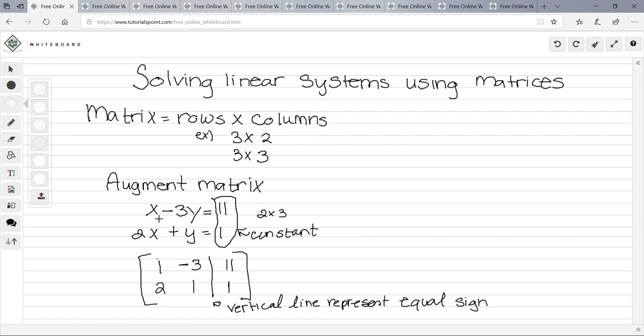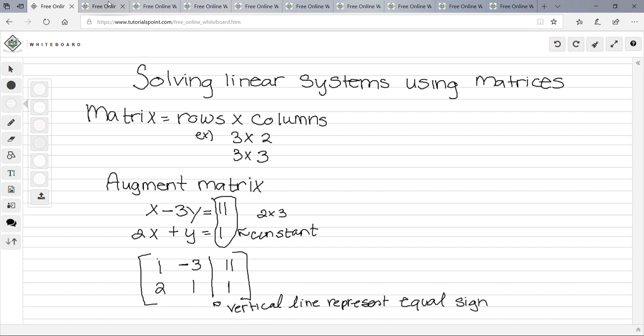So if we were to put it in a matrix, we just use the coefficients. We said this is a 2 by 3, so we're going to make a 2 by 3 matrix, and then we just put the coefficients. Over here we have a 1, right? Because if it's by itself, it has an invisible 1. So this is 1, -3, 2, 1, and then this vertical line represents an equal sign, and then we put our constants, 11 and 1, in the last part. So that's how you do this. This is an augmented matrix.